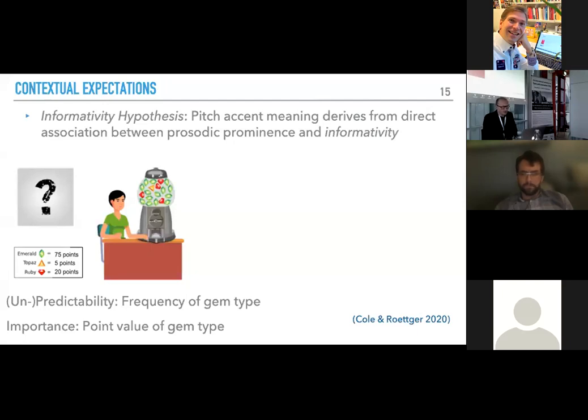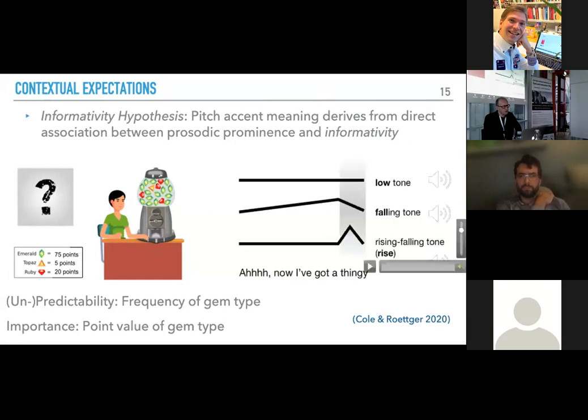And now the setup is as follows. Some of the participants only heard a recorded sentence displaying 3 different contours with a low, falling, or rising pitch accent on the word thingy. They have to say, now I've got a thingy. And they had to guess the gem they received only based on the prominence of the contour.